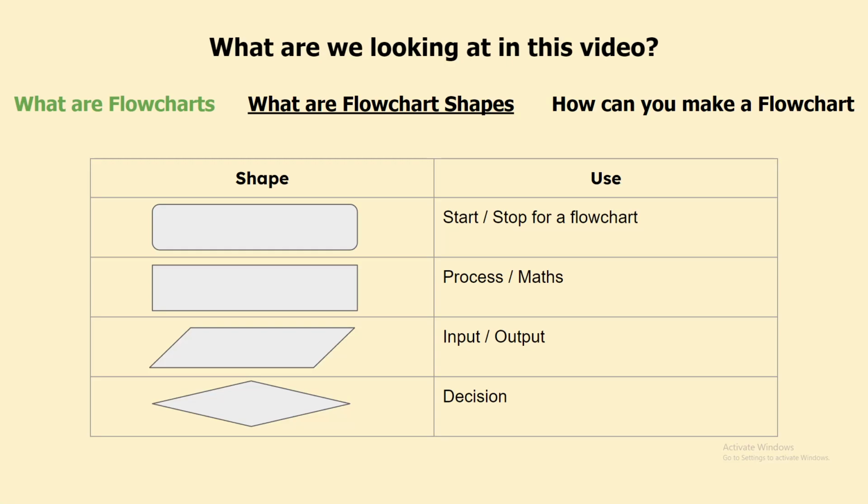We've got a rectangle, which is used for processing or for some sort of maths. So if something is going to be assigned a variable name, or if something is going to be given a particular number to be associated with, that happens in a rectangle. We have got a parallelogram, which is used for input or output. If we're creating a flowchart to model something being entered into a computer, we're going to be using a parallelogram. Similarly, if we need to see something coming out of a computer or something happening as a result of an input, we're going to have an output, which again is going to be a parallelogram.